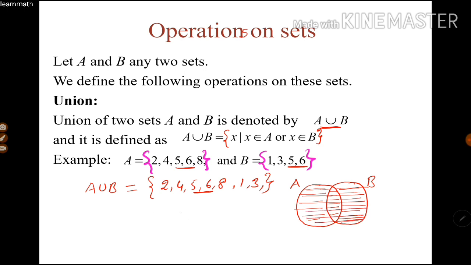So for this problem, what are the common elements? 5, 6. So write the 5, 6 here. The only elements in A we have to write in this part. So the only elements in A are 2, 4, 8. In this space you have to write the only elements of B. So what are the only elements of B? 1, 3. So this is the Venn diagram for A union B. This total space indicates A union B.